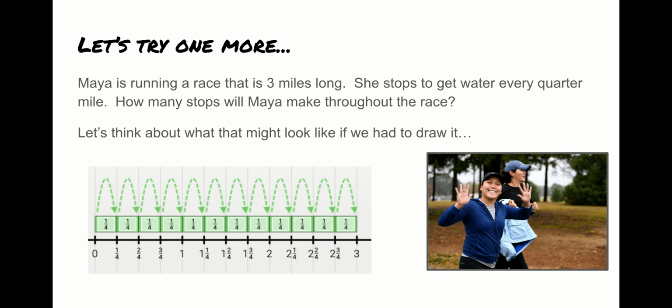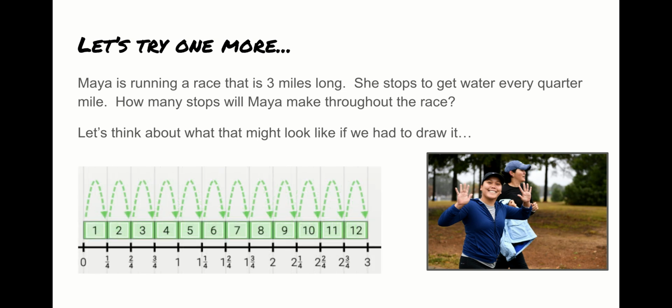So the question says, how many stops will she make? Right now I have that shown in green, but now I need to count them up. So she's going to stop 12 times because she's stopping 4 times in each mile, right? So fourths means that she's dividing a mile up into 4 pieces. She's going 3 miles, so that would be 12 stops altogether.